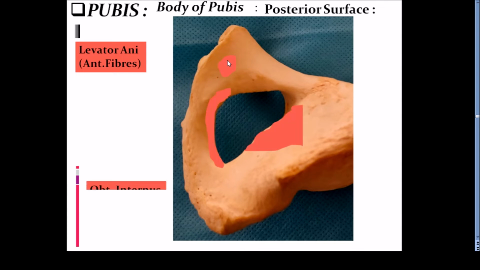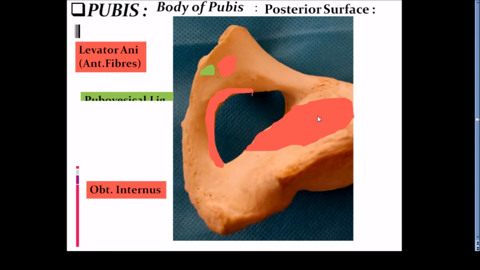It also gives origin to the obturator internus muscle. This whole area gives origin to the obturator internus muscle. One ligament, the pubovesical ligament or puboprostatic ligament, attaches in front of the attachment of levator ani. So this area gives attachment to the pubovesical ligament.